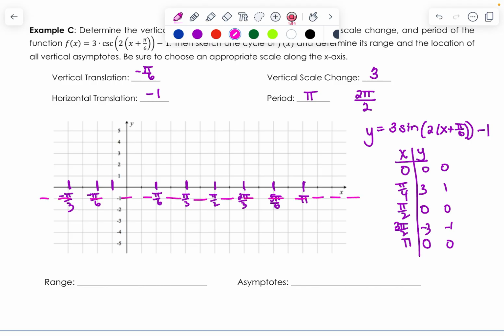The horizontal translation, or whoops, did I write that backwards? I think I wrote these backwards. Yep, I did. Good catch, good catch. The vertical translation is negative 1. There you go. All right, and then this is going to go left pi over 6. So let's kind of think about the fraction work here. Whoops, and I just cut this. This should be 3 pi over 4.